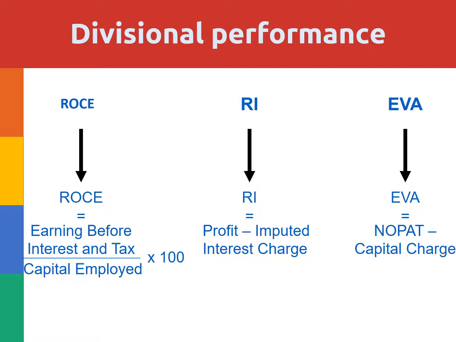You may need to consider which approach is more appropriate in the exam. So, for example, return on capital employed is useful to compare divisions of different sizes. Residual income helps managers to make decisions that are in the best interests of the whole company. And EVA is generally more closely correlated to changes in shareholder wealth than the other two measures.